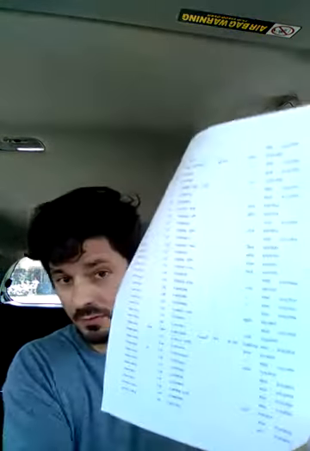That's about 35 on that page. 35 on this page. 35 on this page. 35 on this page. And on and on and on. About 400 objects between 1.5 radius of the Earth and 2 radius of the Earth.